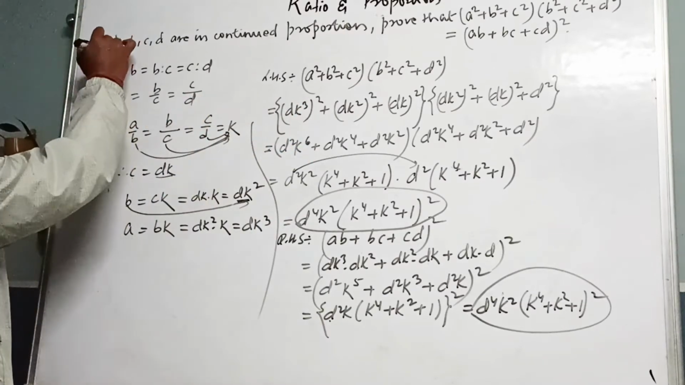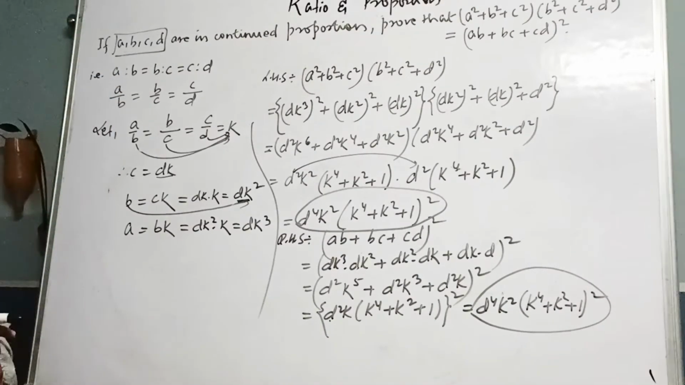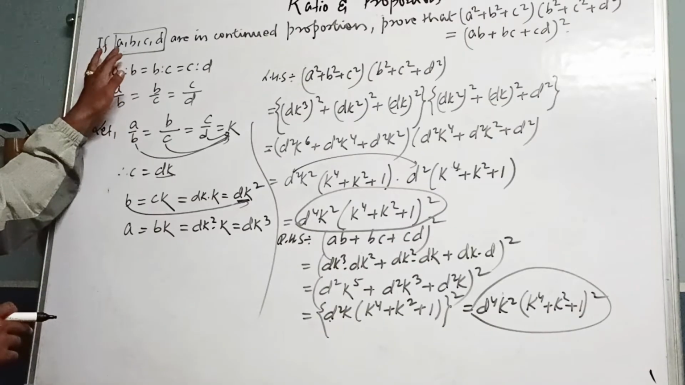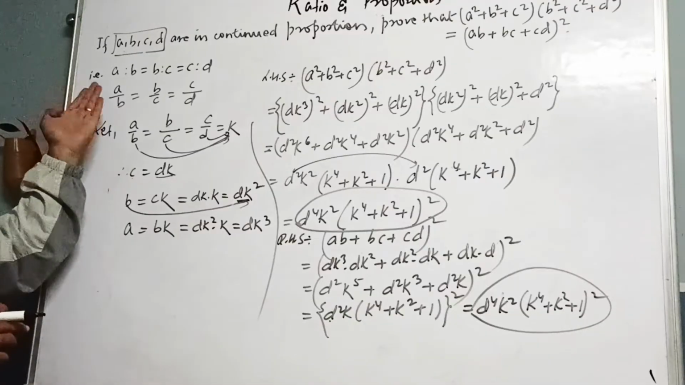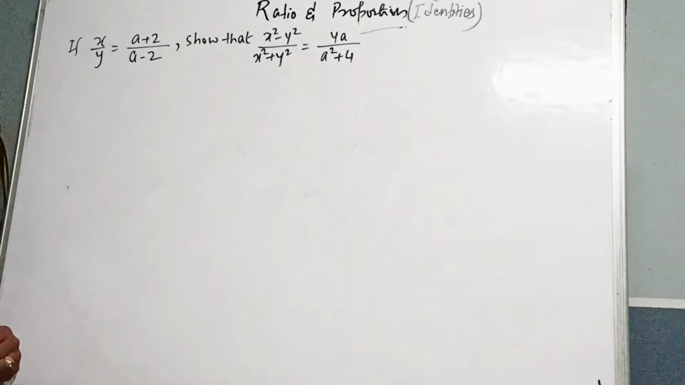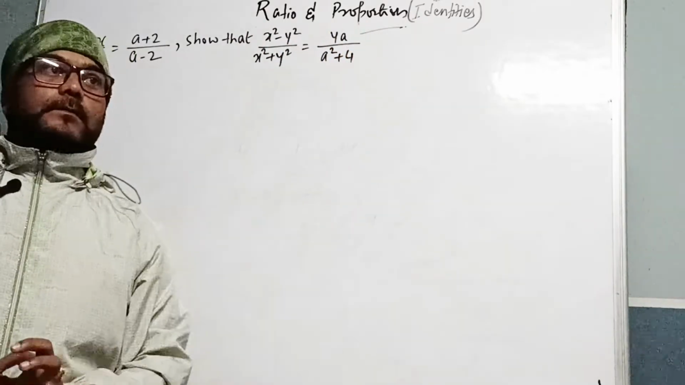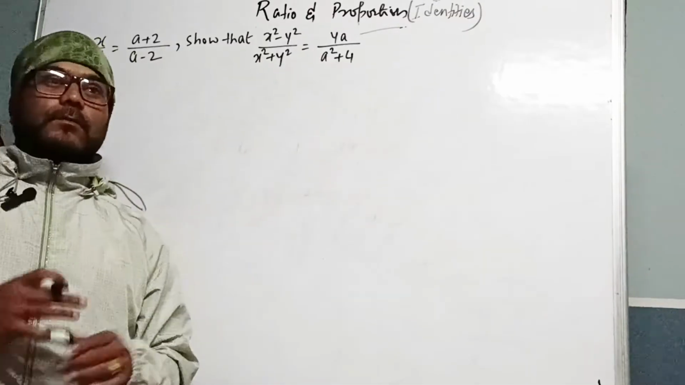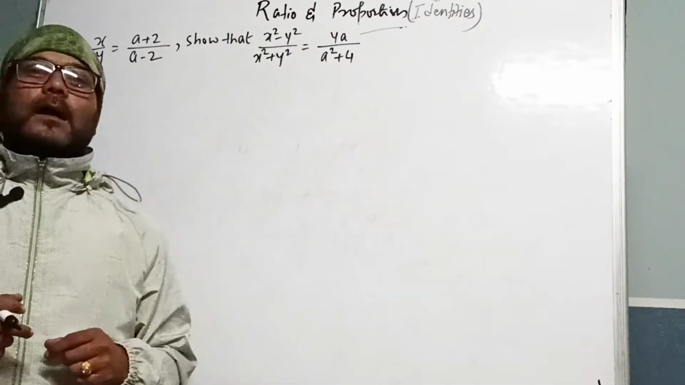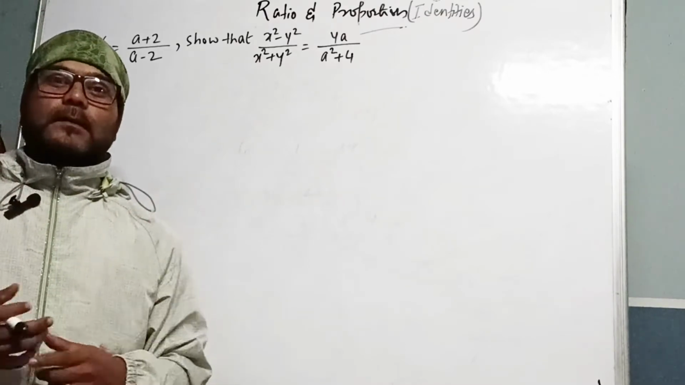You must know the process of how to get the value when the question says A, B, C, D are in continuous proportion. Sometimes the question may say A, B, C are in continuous proportion, or A, B, C, D, E are in ratio and proportion. We call these terms identities. This is also a question related to ratio and proportion, but a slightly different problem. Sometimes you have to manipulate the questions.